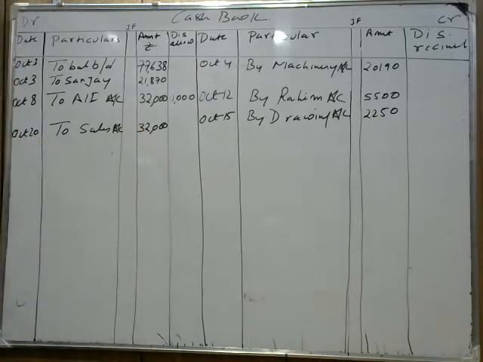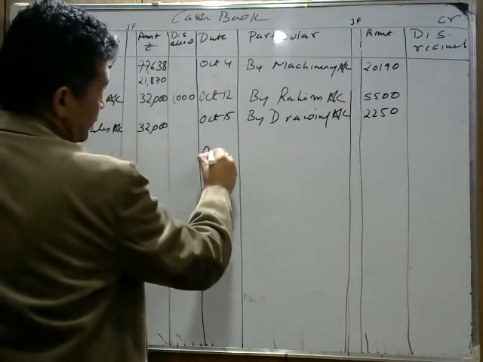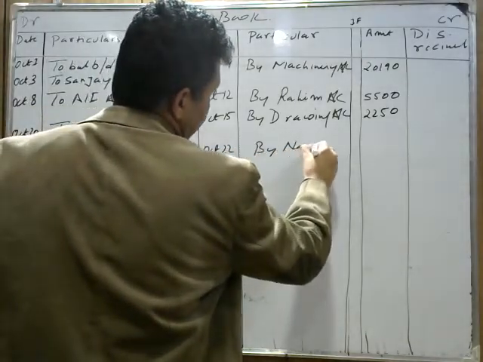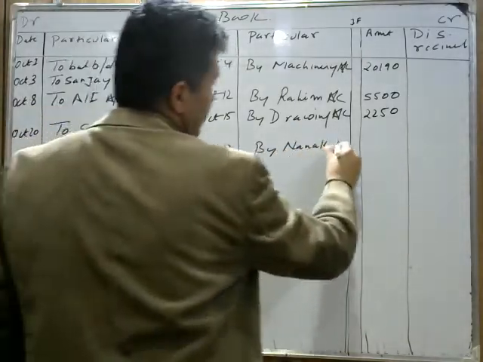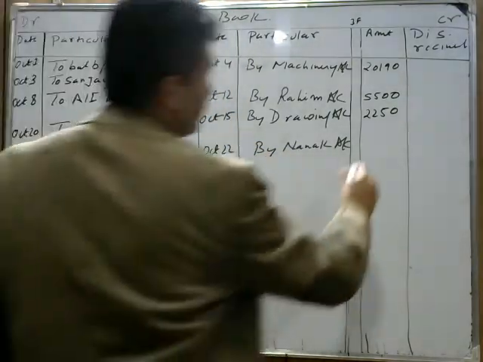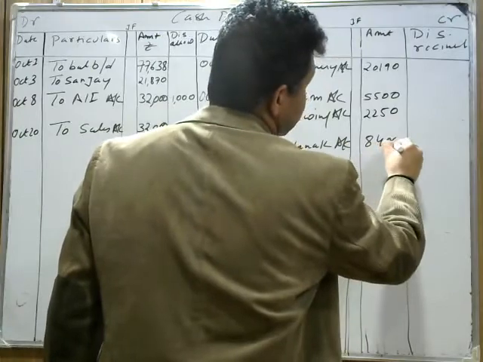Next is on October 27, paid to Nanak and discount received. On October 22nd we paid to Nanak. We write by Nanak account. We are paying to Nanak. हमारा cash जा रहा है. How much do you pay to Nanak? Check in the question. We are paying 8,400 and you are receiving discount here.